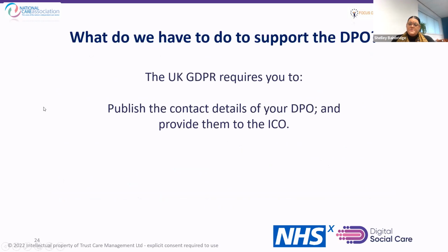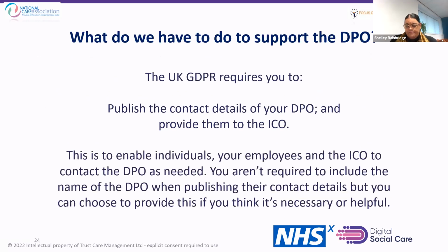What details do we have to publish about the DPO? The UK GDPR requires you to publish the contact details of your DPO and provide them to the ICO. This is to enable individuals, your employees and the ICO to contact them as needed. You aren't required to include the name of the DPO when publishing their contact details, but you can choose to provide this if you think it's necessary or helpful.